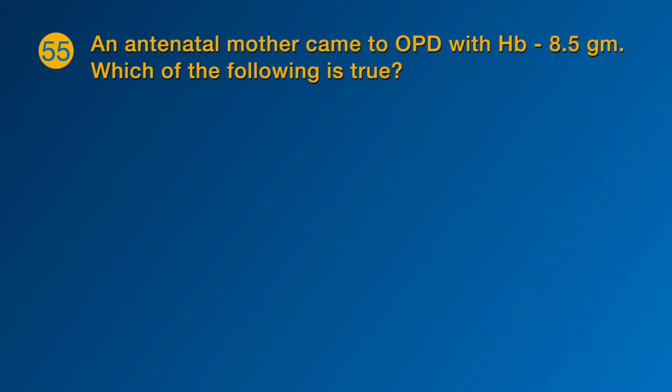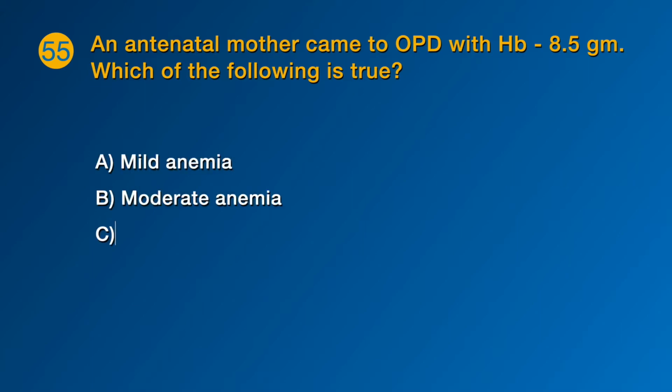Next question is, an antenatal mother came to OPD with Hb 8.5 gram. Which of the following is true? Options are mild anemia, moderate anemia, severe anemia, no anemia. So answer is B, moderate anemia.